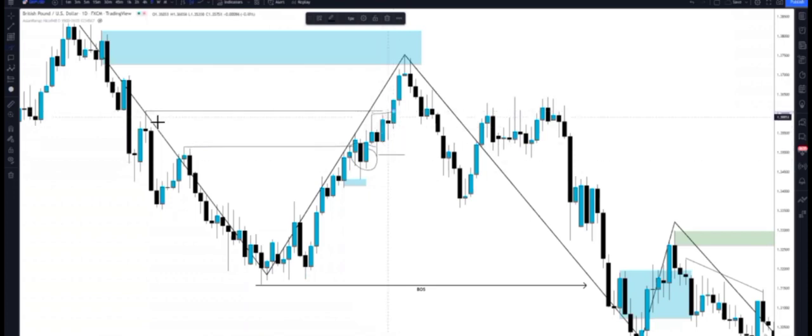But then because it was a mitigation of this zone, but this zone failed to clear out this low, all right? It just came and created liquidity. So this was also a weak low, weak high, right? The trend is particularly bullish, right? So this was all the manipulation happening right here.